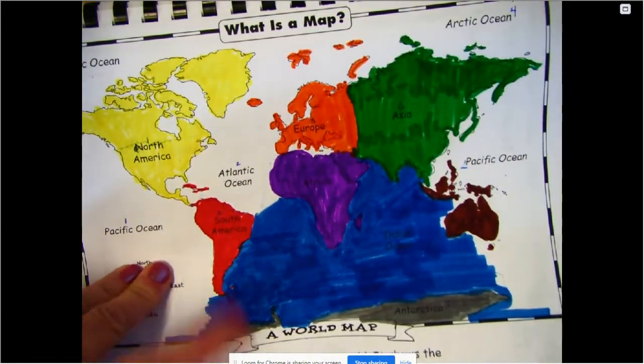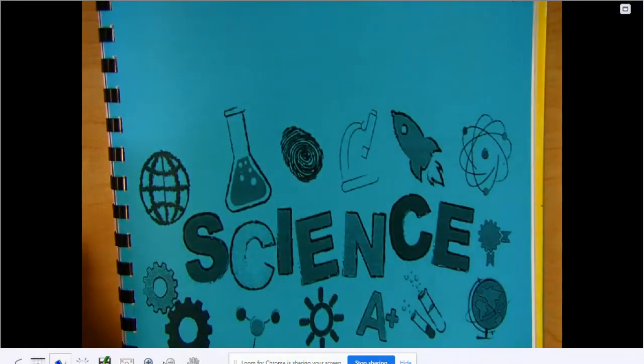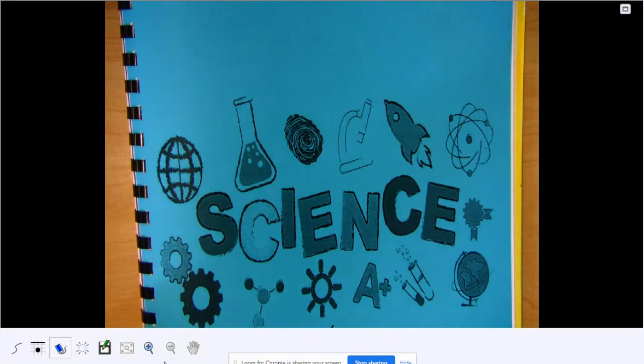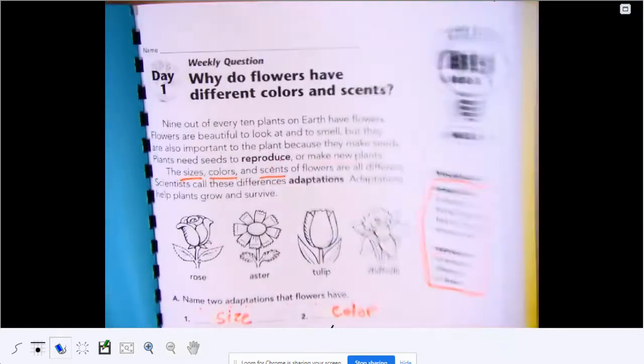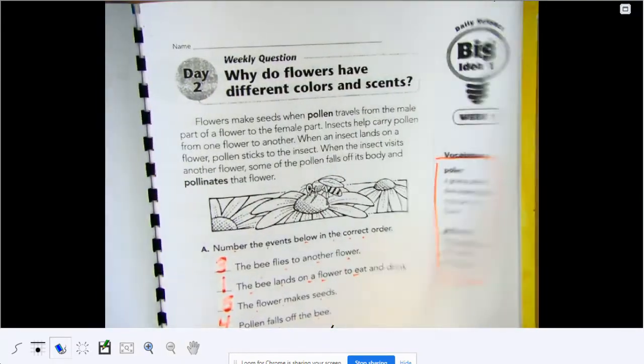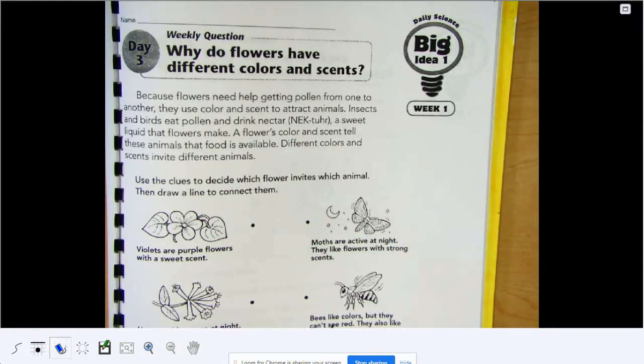Okay. We are going to jump back here to science. So away real quick. You can finish coloring that later. And we're just going to go to the science book. And we've done week 1 lesson. Okay. And then we're just going to go to day 3. It says, why do flowers have different colors and scents? How can they smell different and look different?